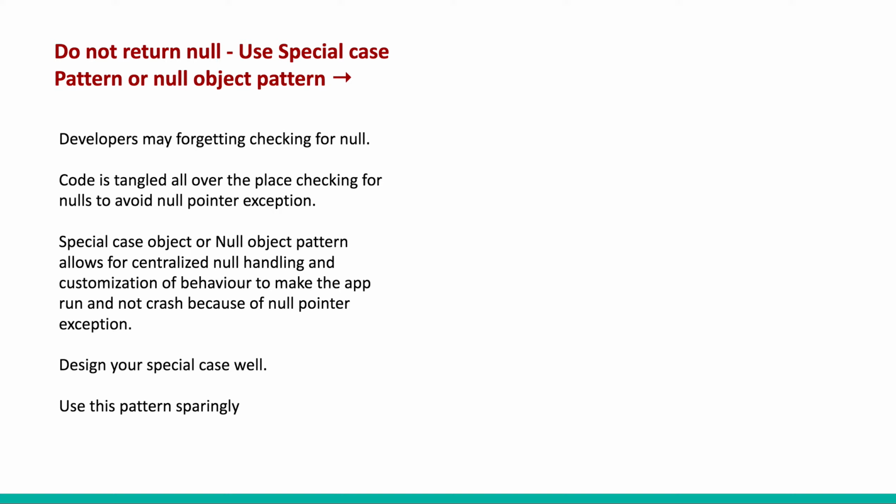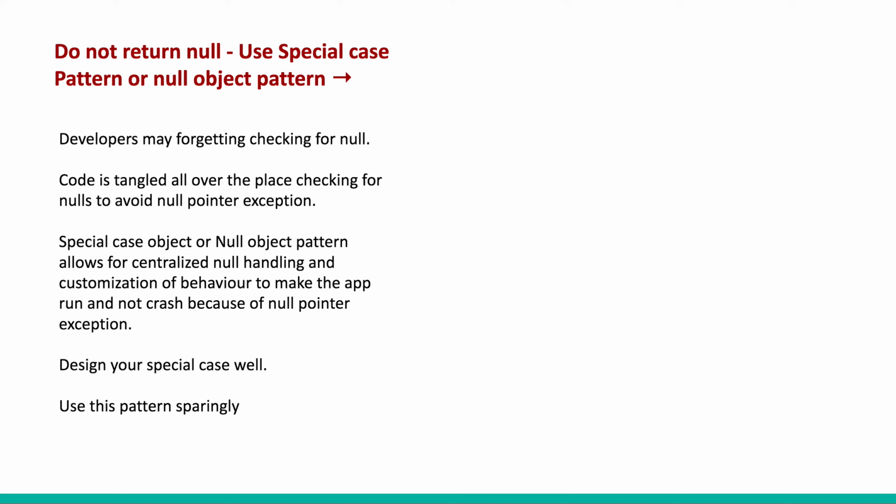The other topic is around nulls. Do not return nulls. Use special case object patterns, null object patterns instead. Otherwise, in most object-oriented languages such as Java and C#, references may be null. These references need to be checked to ensure that they are not null before invoking any methods. So if you return null or if you pass in null, then there are null checks everywhere.